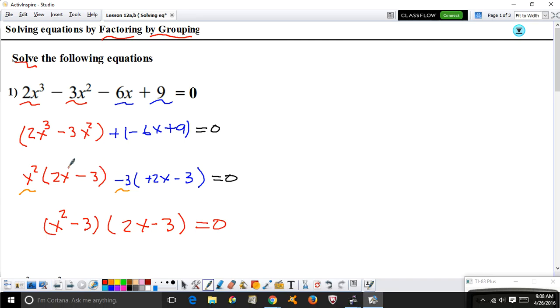You need to make sure that the parentheses are equal to each other: 2x minus 3, 2x minus 3. And then you're going to get the outsides, group them like this, and the insides, group them like this. So now we can solve this from a previous lesson.